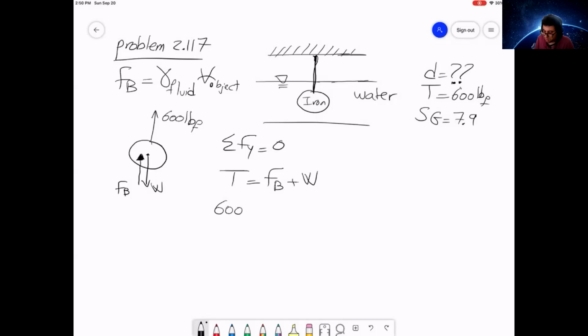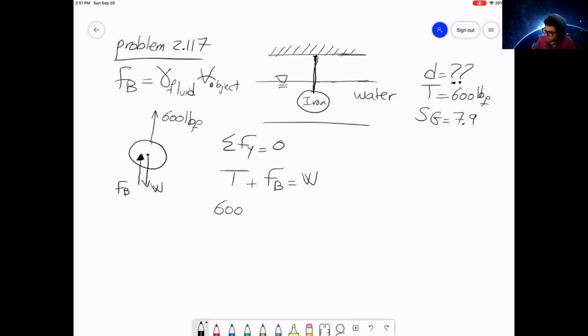600. Wait, wouldn't it be minus? Yeah, I think it'd be minus. It should be T plus FB is equal to weight, right? Yes, because they're both acting in the same direction. Yeah, good catch. T plus FB is equal to weight.